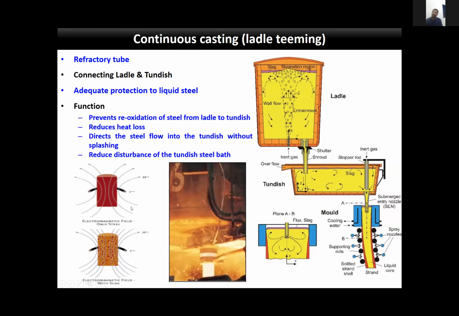Okay, there is one thing we want to give attention to here: while transferring, there is a chance that a vortex can form. Everyone could have seen vortex formation in a bathtub. Even at home in the kitchen sink, you can find a vortex forming and the air gets entrapped. The same phenomenon happens here also. The vortex can form in the ladle or in the tun dish, and it can entrap the overlying phase. Here it is slag, which the vortex will bring in and carry into the cast products.